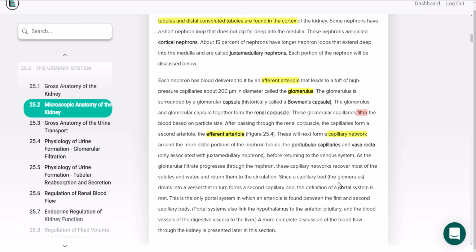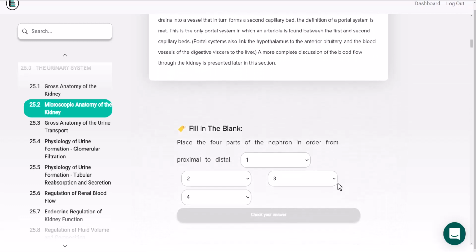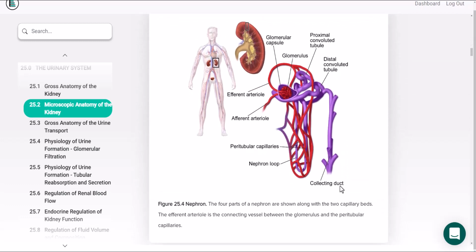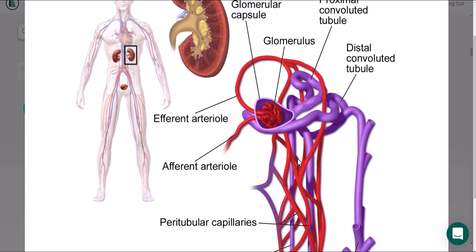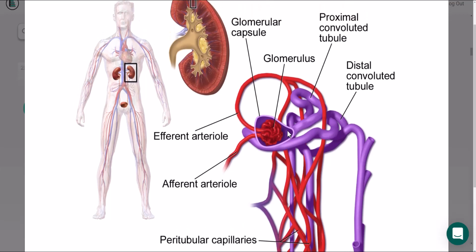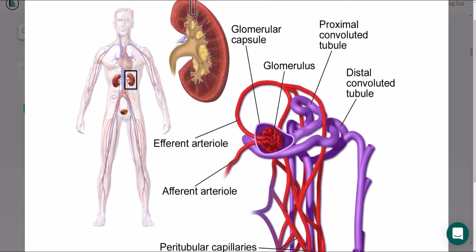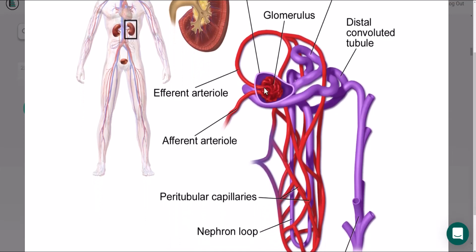So let's take a look at a diagram of all this to make sense of what's happening. Let's zoom into this. Again, these parts are really important for you to appreciate. Keep in mind what we're looking at: just a tiny piece of the kidney. There's over a million of these nephrons, and we're looking at one, pulling one nephron out of the kidney to look at it in greater detail.